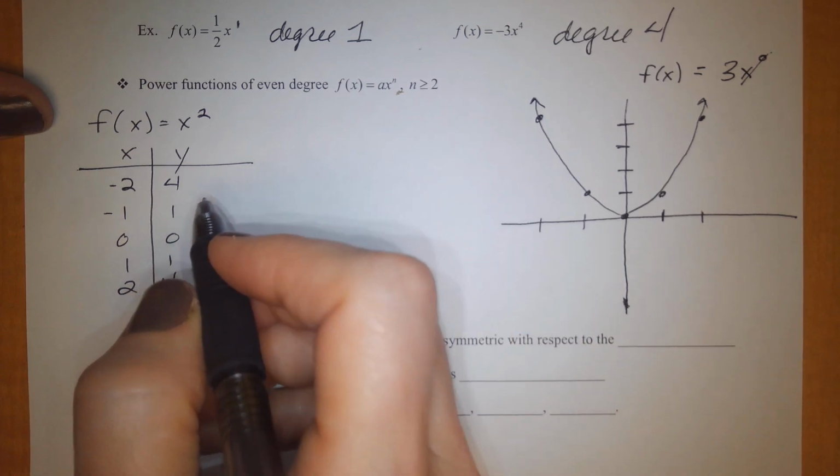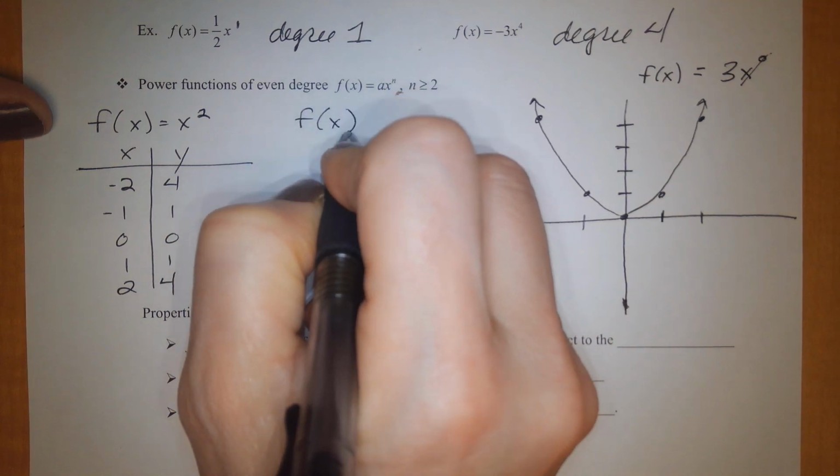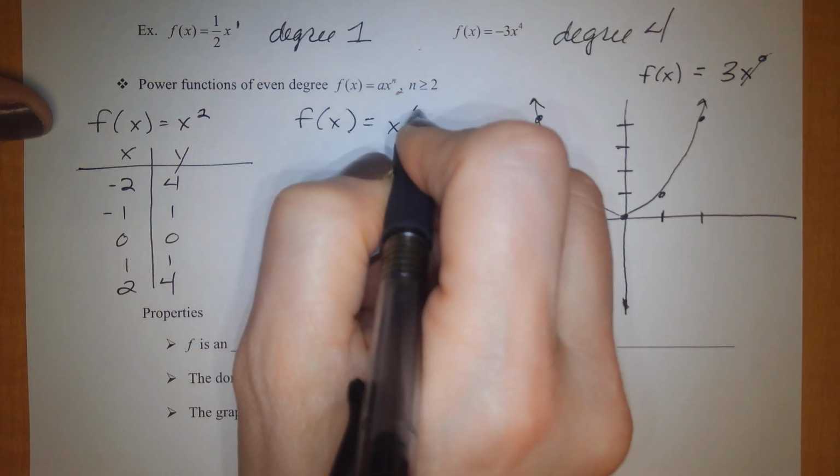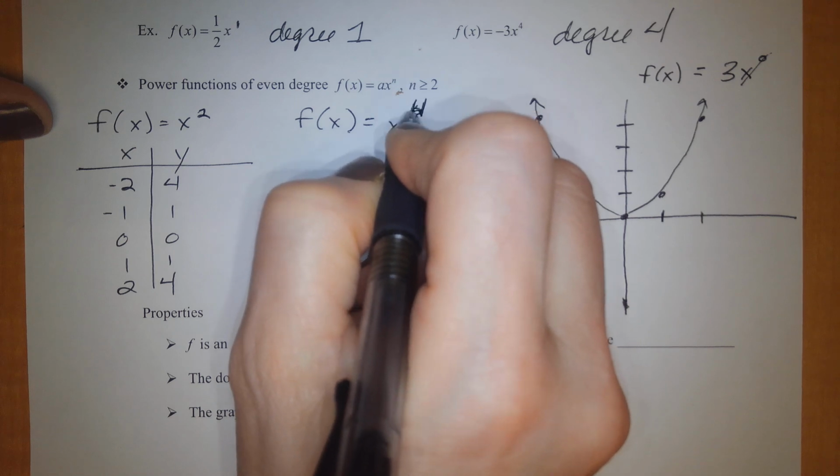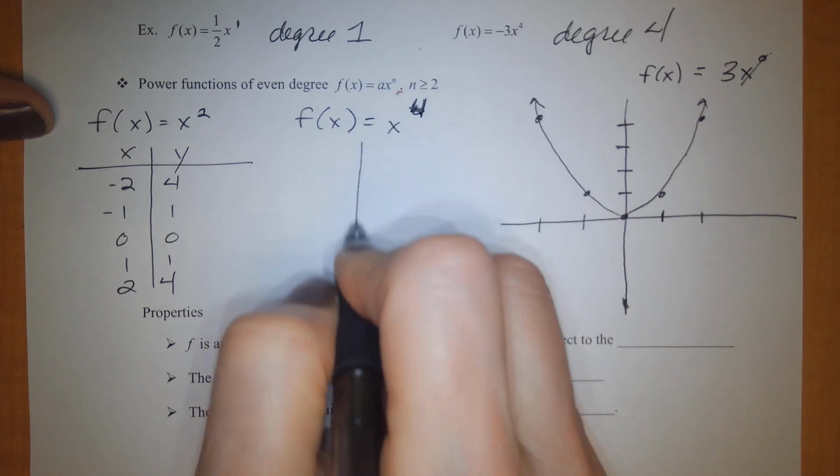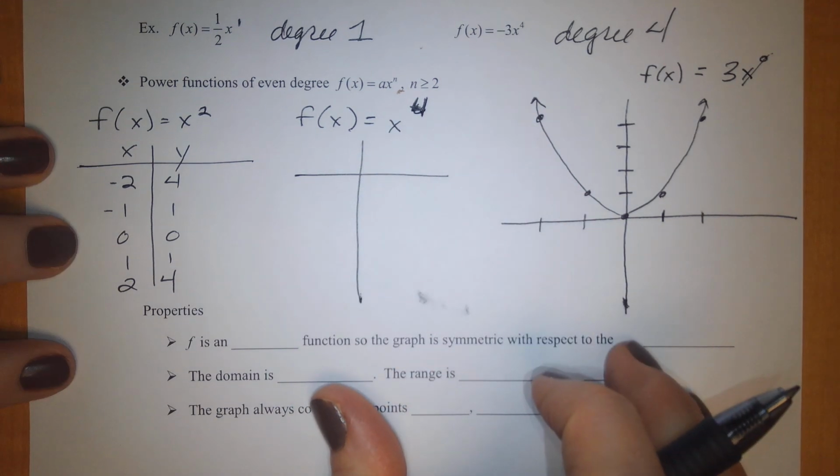Now, let's look at another even degree. Let's take it to the fourth power. If we take it to the fourth power, let's see what that looks like.